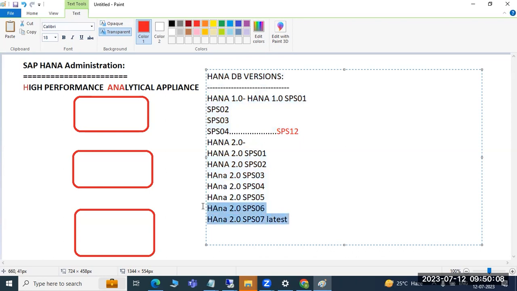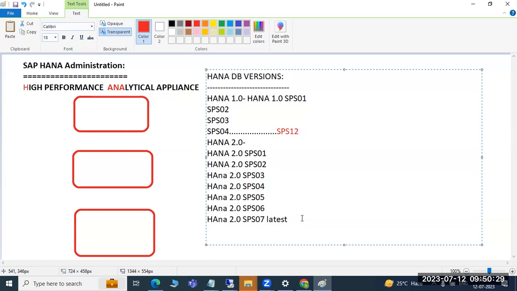They may ask you sometimes, what is the latest version in the HANA database? What is the latest version in HANA 1.0? SPS 12. They have stopped it. They are not releasing any more versions, any more SPs. SP means support pack stack. They are not releasing any SPS for 1.0.